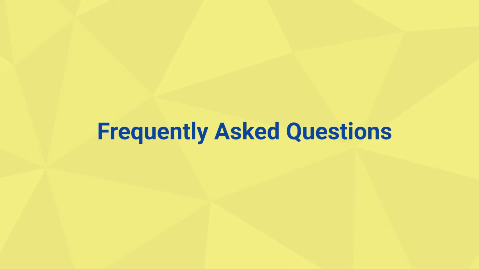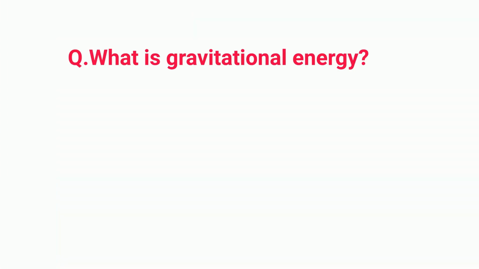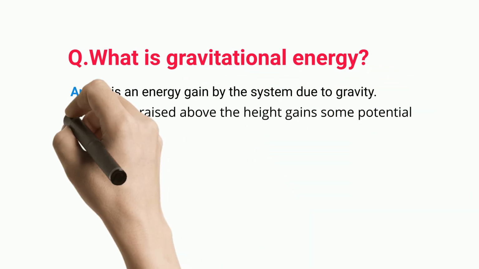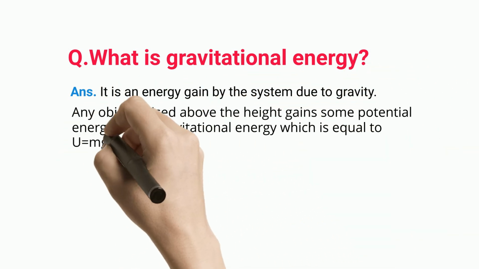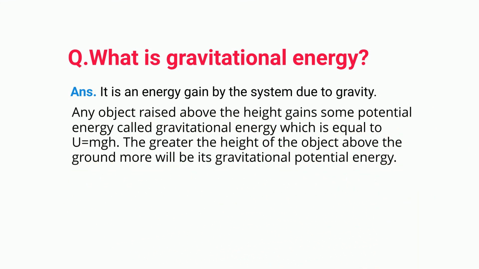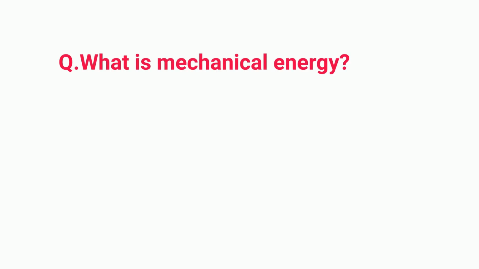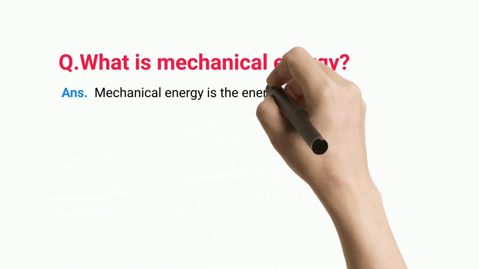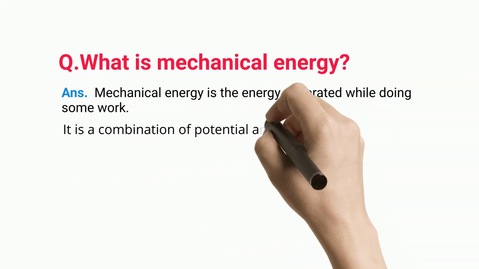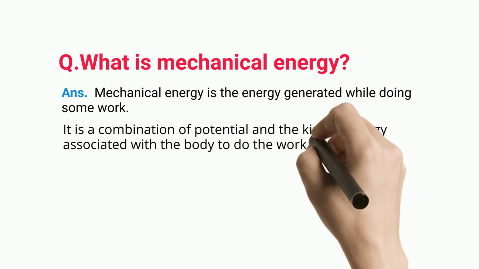Frequently asked questions. What is gravitational energy? It is an energy gained by the system due to gravity. Any object raised above the height gains some potential energy called gravitational energy, which is equal to U equals mgh. The greater the height of the object above the ground, the more will be its gravitational potential energy. What is mechanical energy? Mechanical energy is the energy generated while doing some work. It is a combination of potential and kinetic energy associated with the body to do the work.